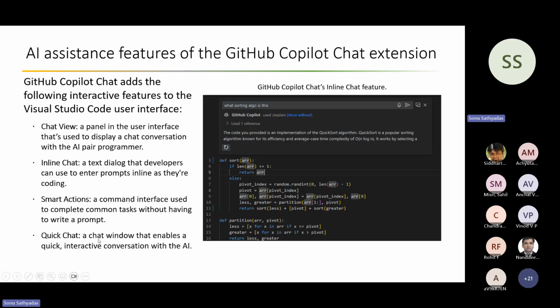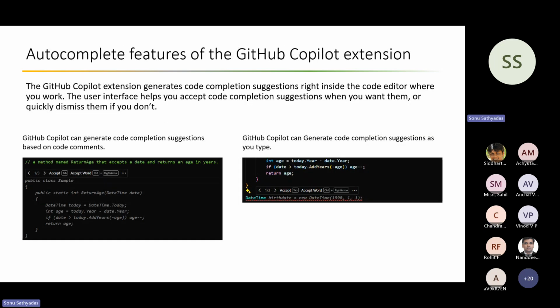And the quick chat is something similar to the inline chat, but inline chat is not going to maintain the conversation history like the chat window. But in the quick chat, you will be able to simply do the conversation or interaction with the AI model just like the chat window. It's a combination of inline chat and the chat view, because it's going to maintain the chat history.